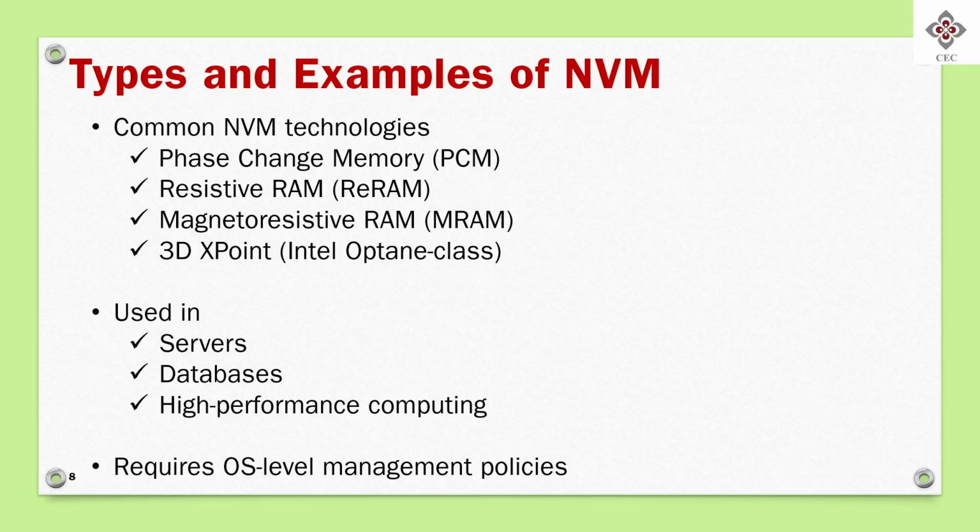These are the main objective, or the need, for non-volatile memory, and this is extensively used in modern systems. There are different types and examples of non-volatile memory technologies, each with a totally different concept of implementation. One is phase change memory, which retains phase states, and second is resistive RAM, which we call ReRAM.